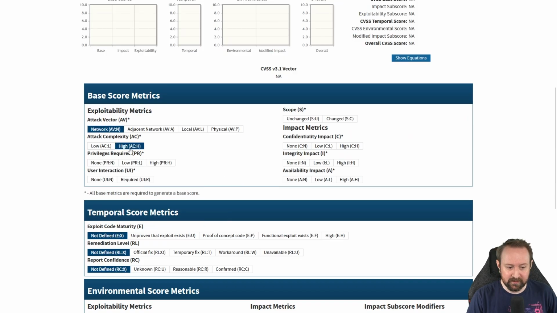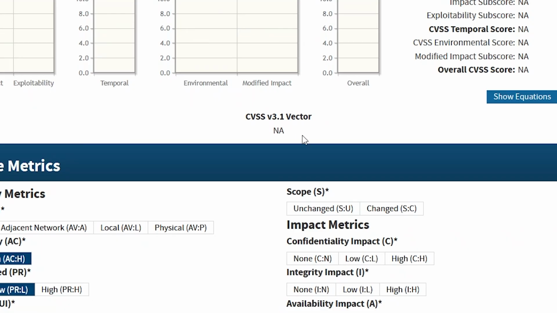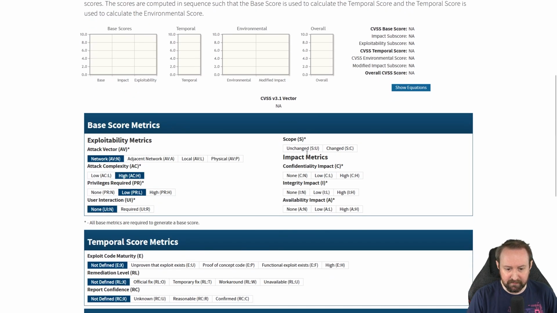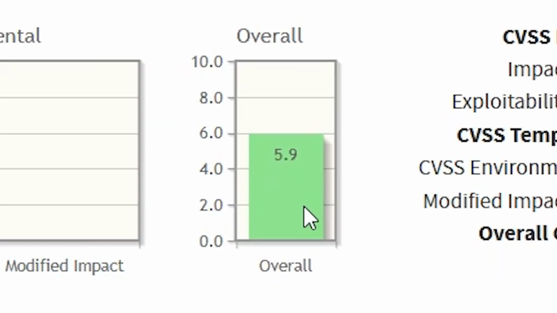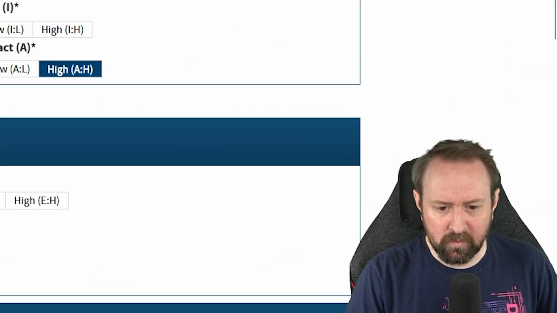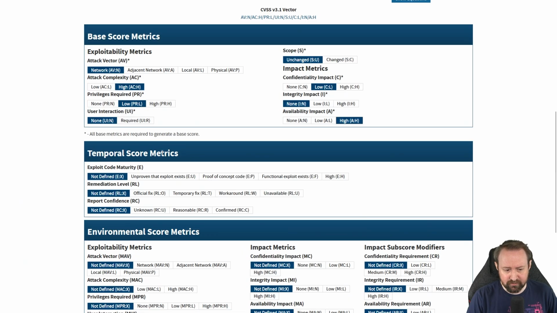If you start clicking around, you'll notice this CVSS vector up here hasn't changed. The score is still 0. But as soon as we complete these 8 metrics, we get a score. These ones are required. Temporal metrics aren't required. They're optional, but they might be useful if you're a pen tester because they can also adjust the score.